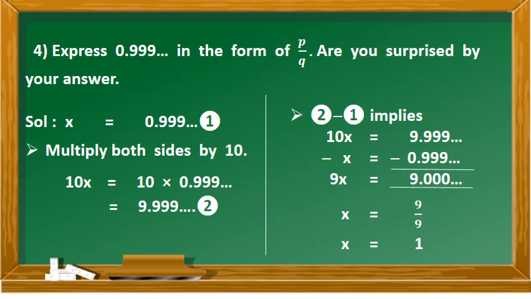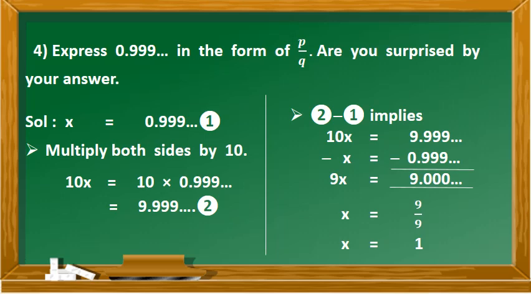Now the equation becomes 9x is equal to 9. So x is equal to 9 by 9. So x is therefore 1. Now what is it that we see? We are surprised to see that we are getting an integer, because after the decimal 9 is repeated infinitely, and this will tend to get an integer.